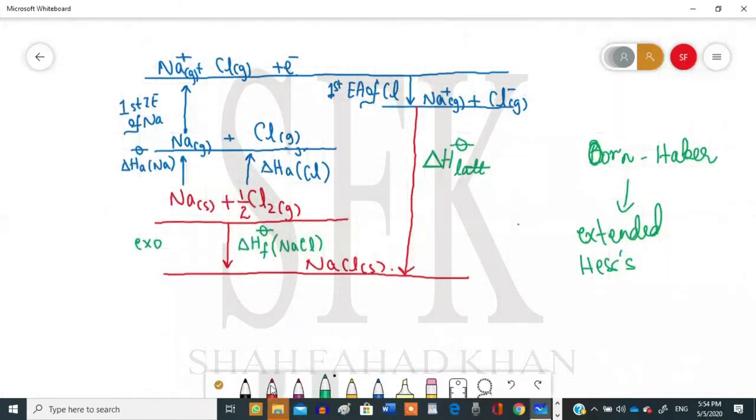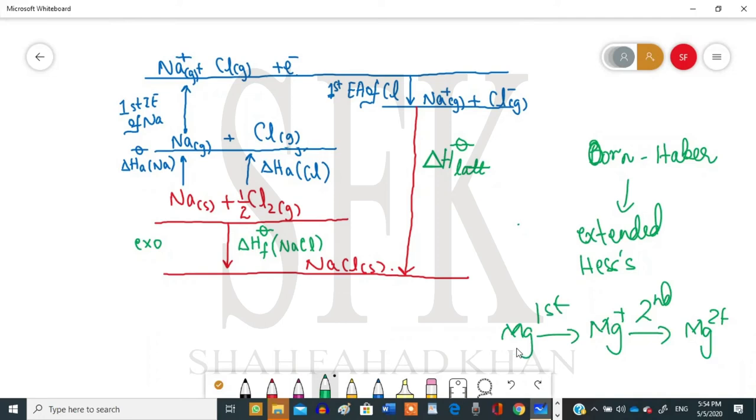In case of magnesium, we are going to first form magnesium positive ions. That's going to be the first IE of magnesium, and then we are going to form magnesium 2 positive ions. That's going to be the second IE of magnesium. You can show it by 2 arrows or just a single arrow, but that arrow is going to be labeled as first plus second IE of magnesium.